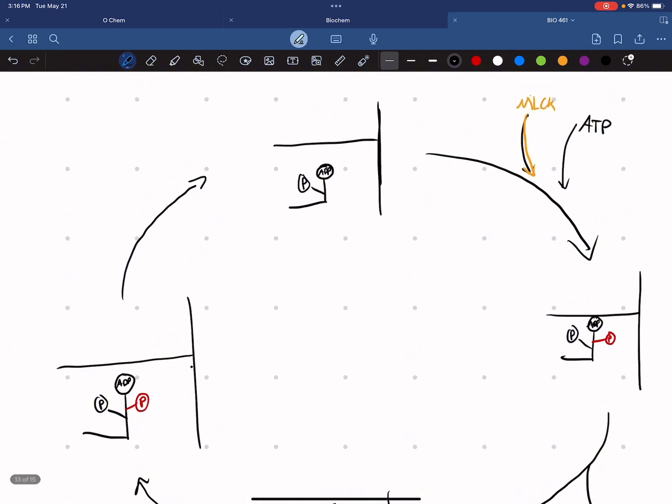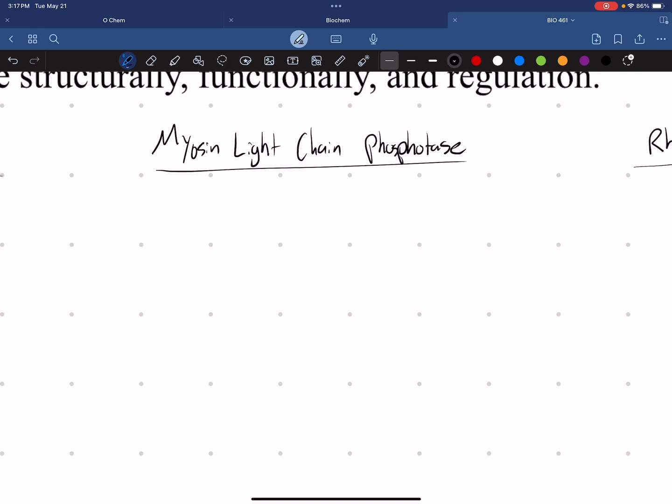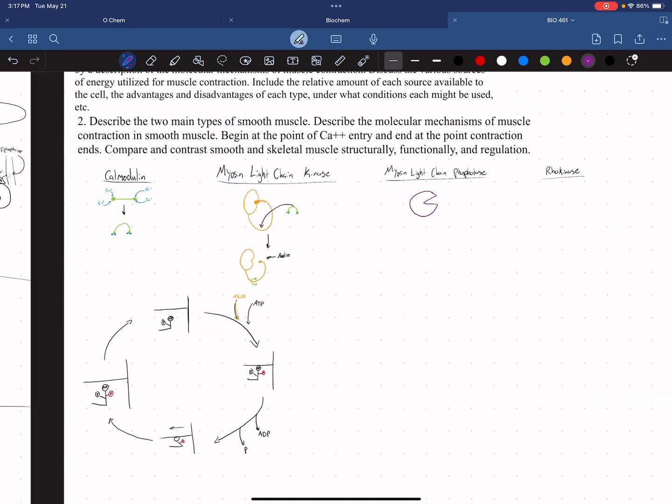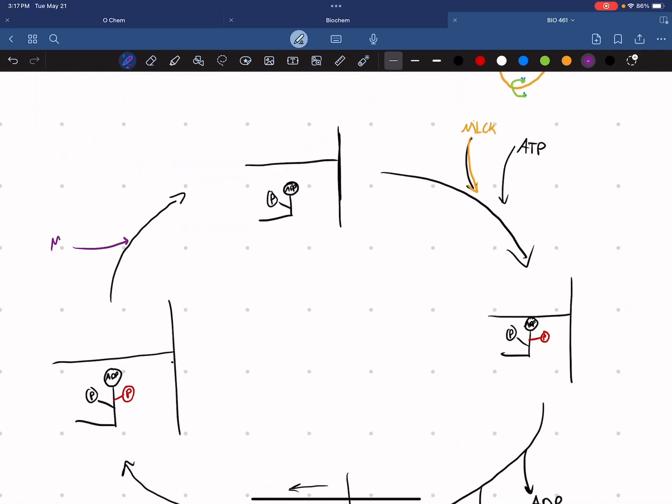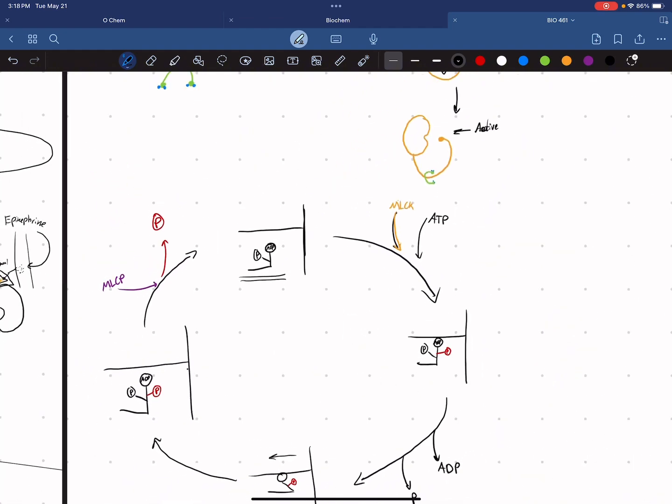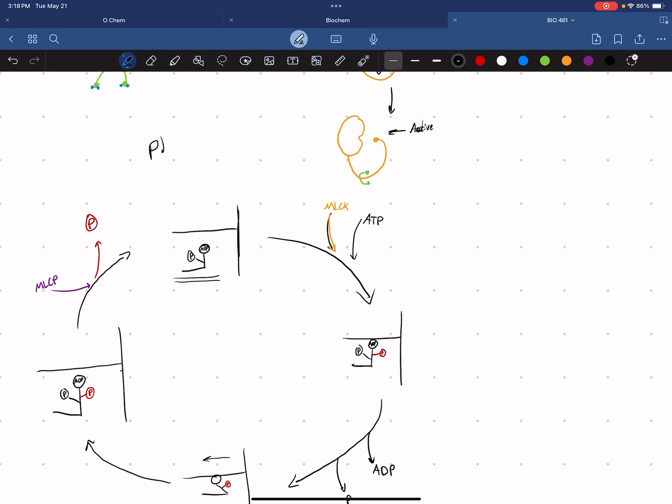And in order to return to this final step, to remove this new red phosphorus, we'll introduce another player. This here is MLCP, or myosin light chain phosphatase. The way I like to think of it is kind of like a Pac-Man. This MLCP will come in here, and it will bite off this extra phosphorus that was added originally by the MLCK, and that will return us back to our original state. With the addition of hydrolysis, we can label this as the phasic category of smooth muscle contraction.